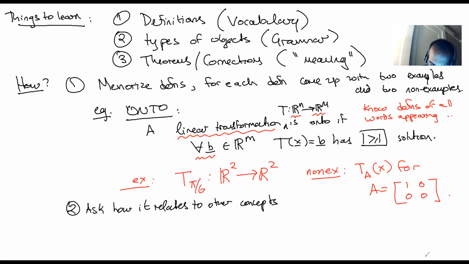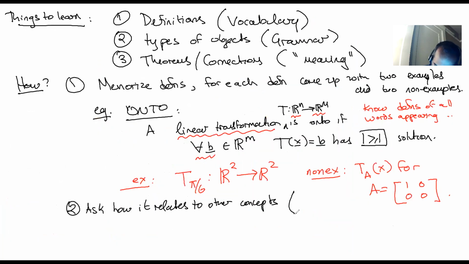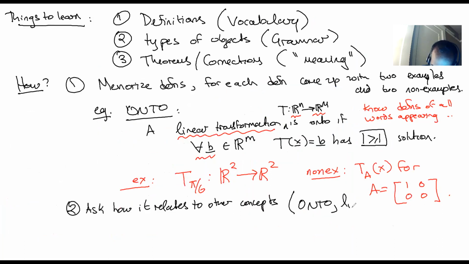By that, I mean, go back to this picture or whatever version of this you make, right? So onto is appearing here on the left. And some relations are spelled out, like onto is if and only if the span is equal to Rm, et cetera. But there are many connections that are not spelled out, right? You can now ask, what is the relationship between onto and linear independence?